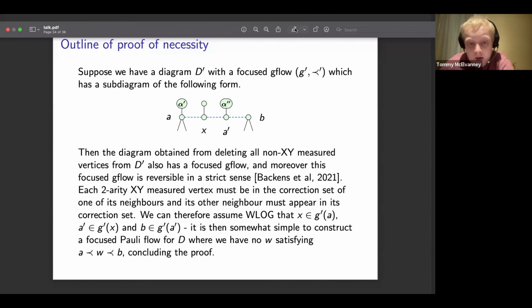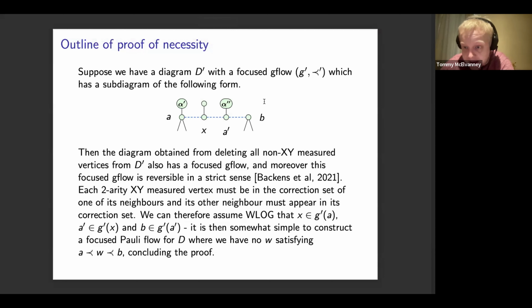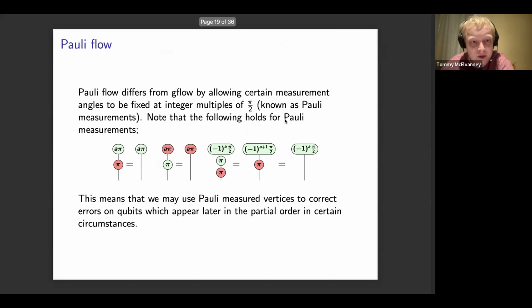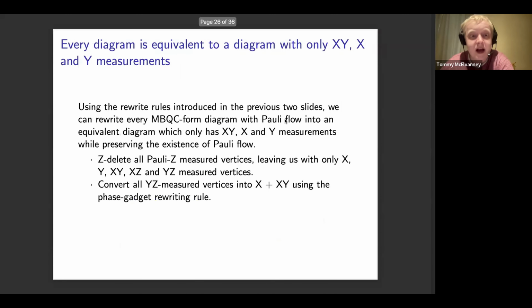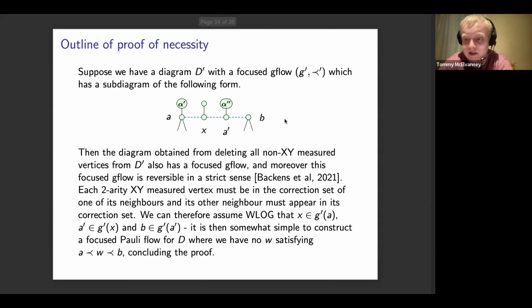So that's actually all I've prepared. I expected I'd be spending more time talking about the Pauli flows and such, but it turned out I zoomed through it. So does anyone have any questions in particular?